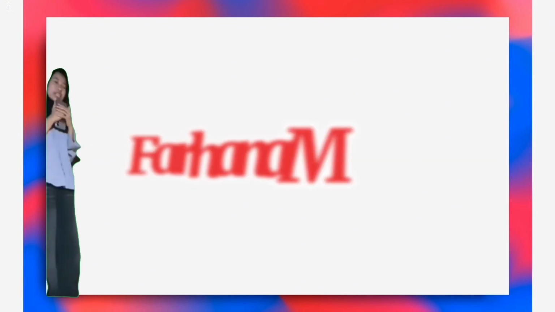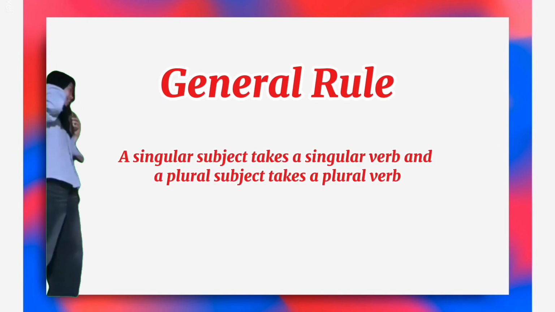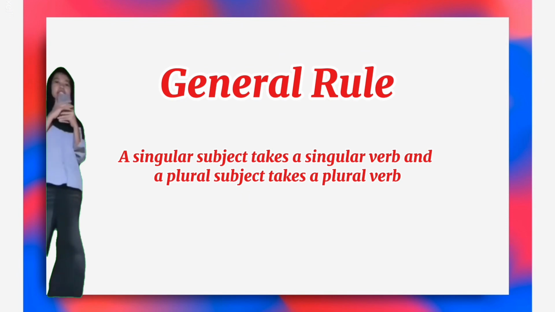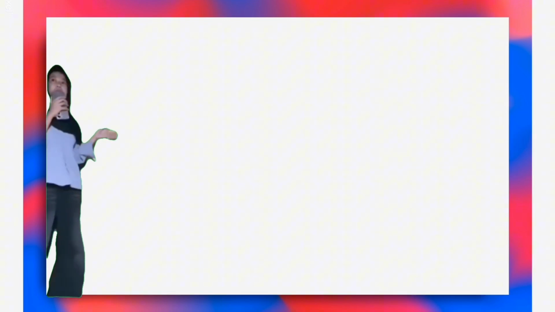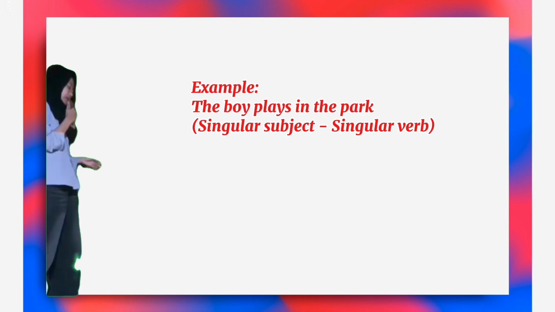Hey everyone, I am Farhana Manak and my topic is the general rule. A singular subject takes a singular verb and a plural subject takes a plural verb. This means that the verb must always match the number of the subject. If the subject is only one, we use a singular verb, and if the subject is more than one, we use a plural verb. For example, the boy plays in the park.